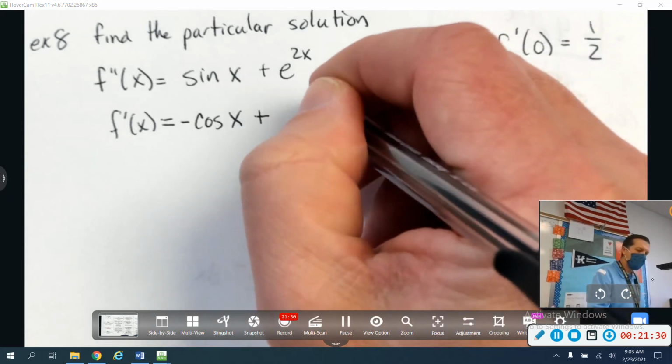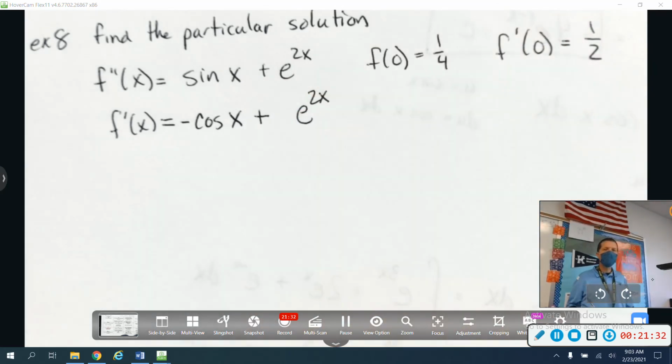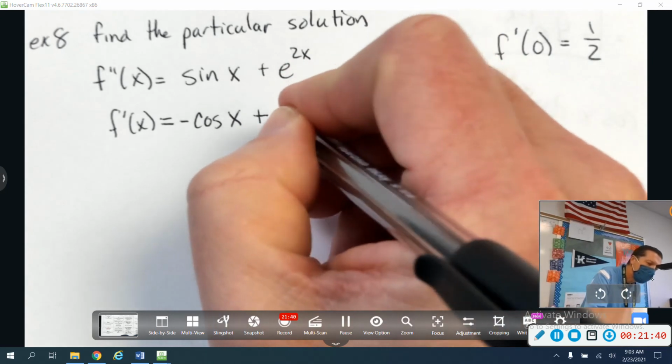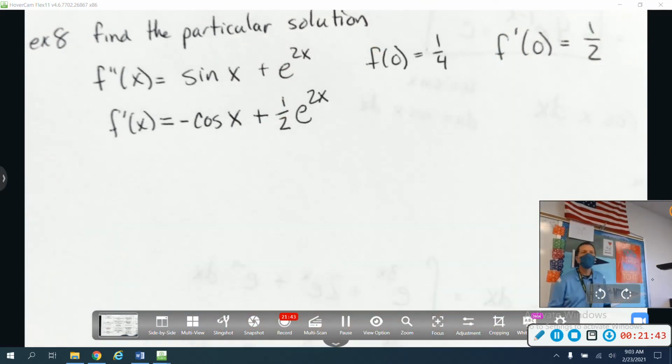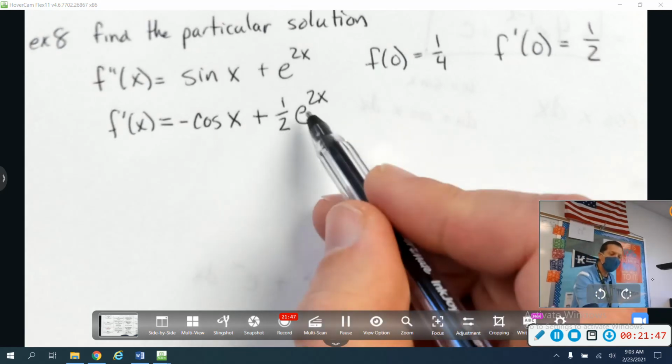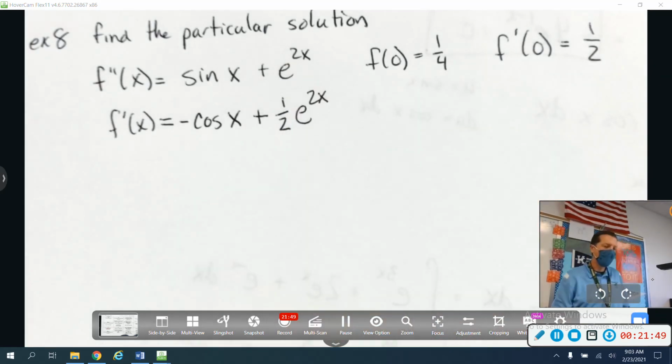It's definitely going to be e to the 2x, but then what else is going to be there? A 1/2. Not a 2, right? Because we're antiderivatizing. We're going backwards, so we need a 1/2 to counter that 2 if we were taking a derivative. And then plus c.